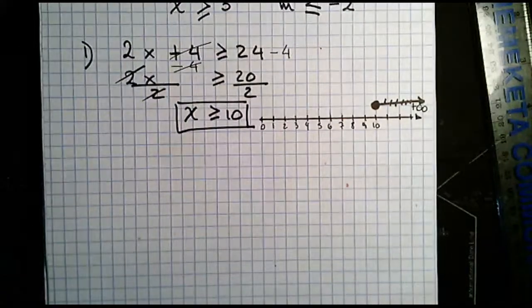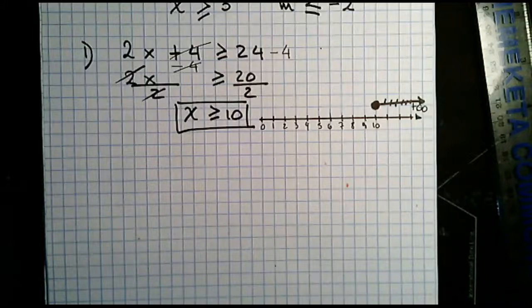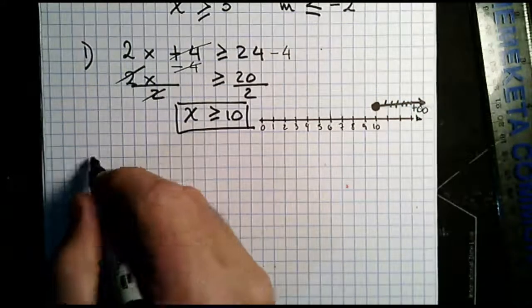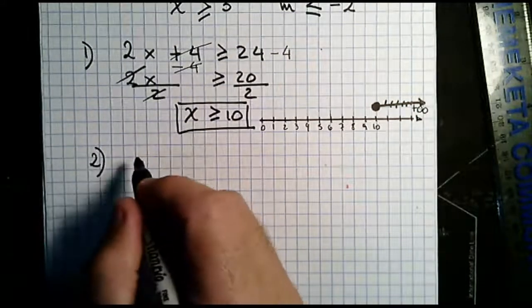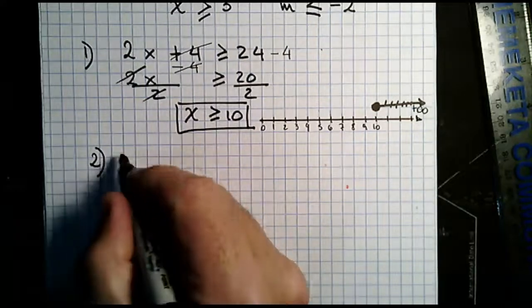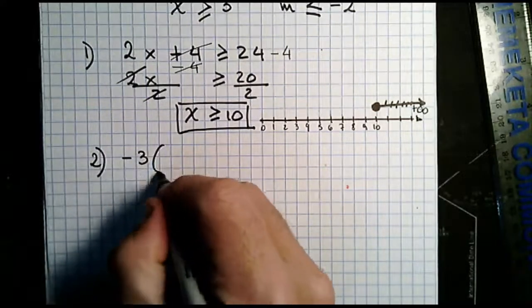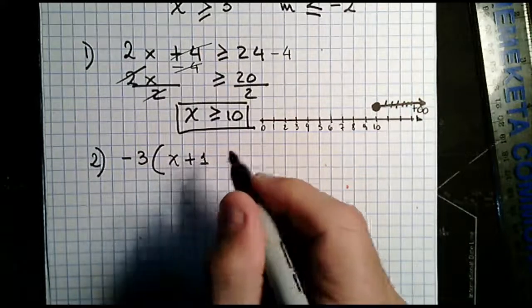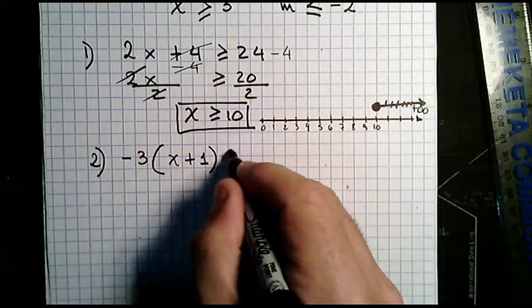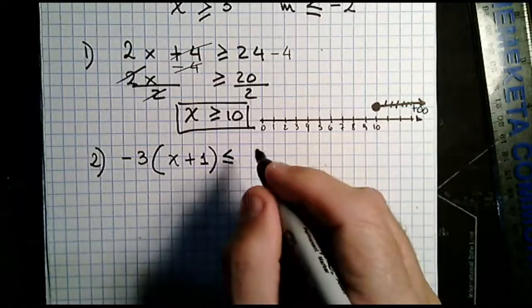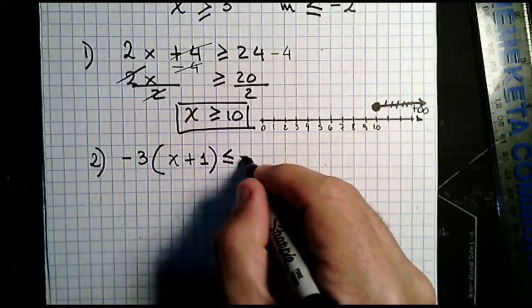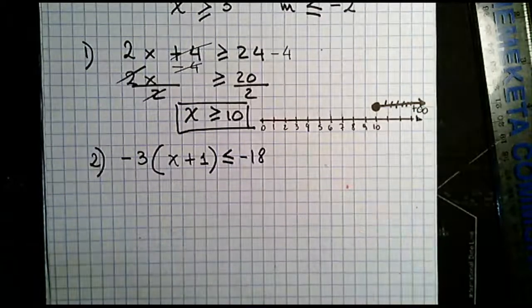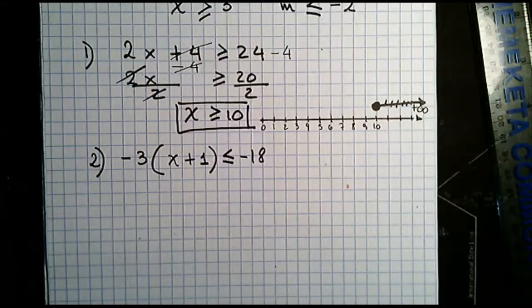Okay, let's do another. Let's do number 2. I have negative 3 in front of x plus 1, and this is less or equal than negative 18.